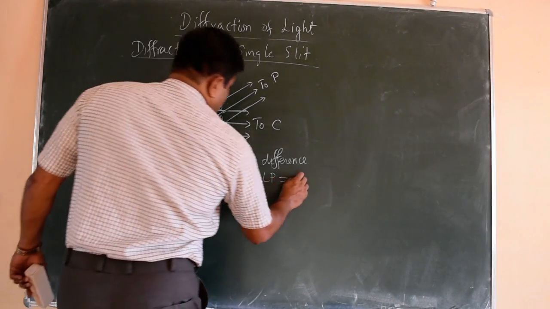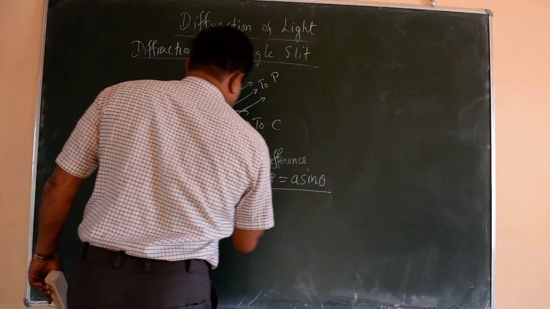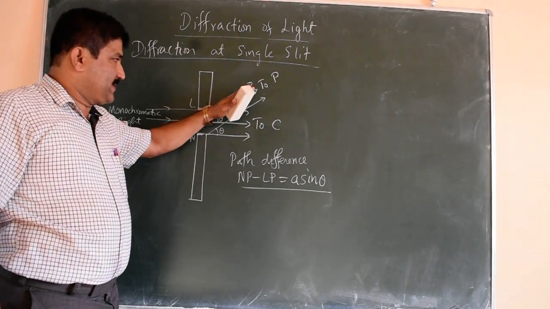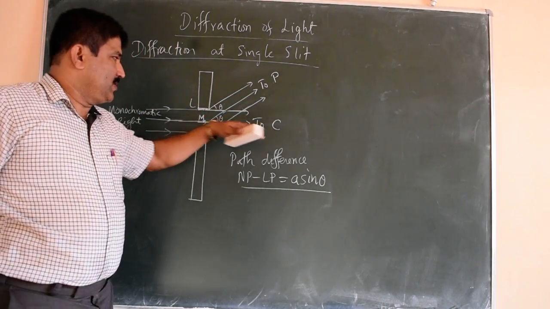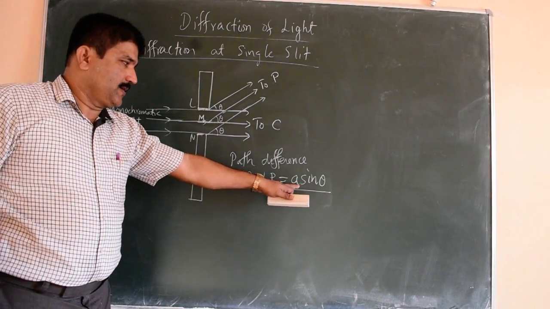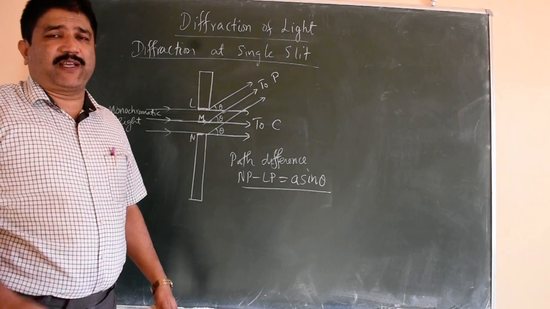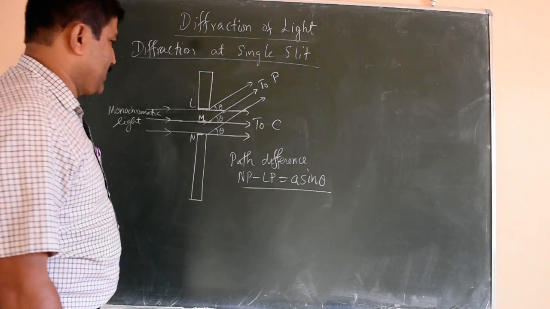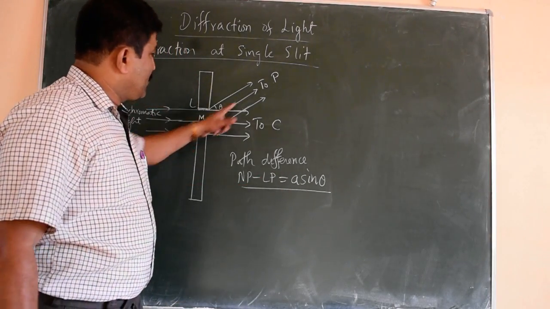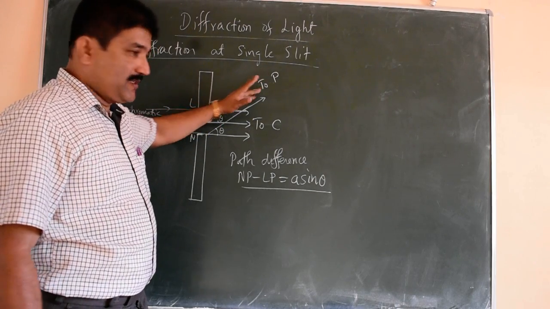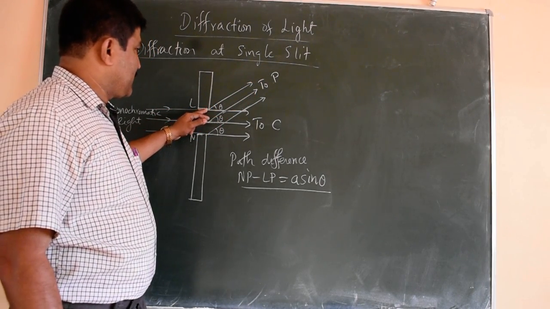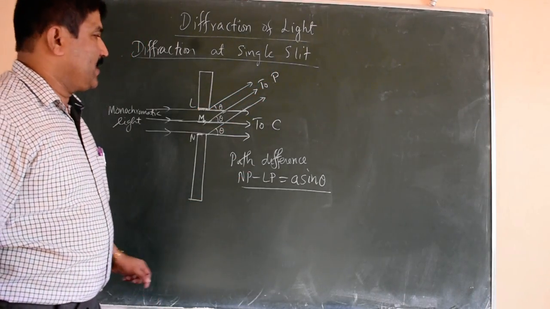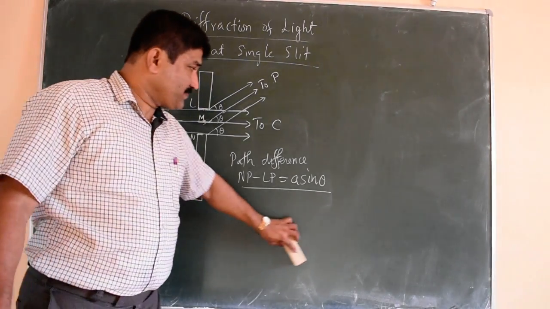That is equal to a sin theta. So that difference is equal to a sin theta, where theta is the diffraction angle, or the angle made by this direction of light with respect to the normal to the plane of the slit. For a small angle, sometimes we take sin theta as nearly equal to theta, where theta is expressed in radians. So from here to point P, NP is the distance, it is more distance, and from this edge LP is the distance. So NP minus LP is the path difference.